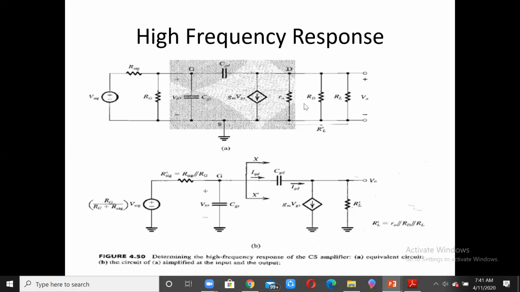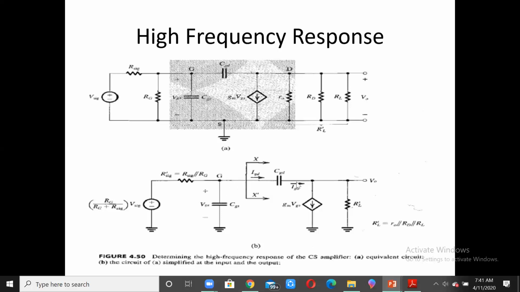and again the resistors R0, Rd and RL, all these three together are in parallel, and hence they can just be replaced by a single resistance which is known as RL dash. So this parallel combination is RL dash. RL dash is equal to R0 in parallel with Rd in parallel with RL. The gm VGS and the other capacitors are kept as they are.